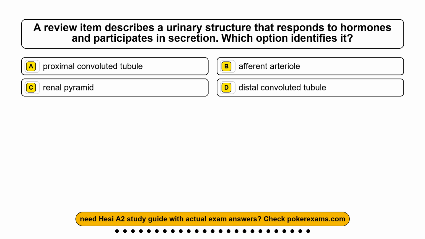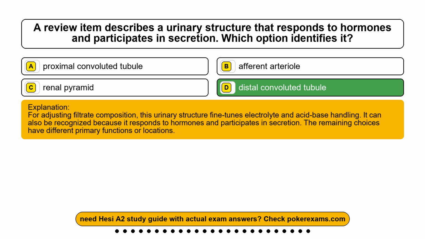Question 13. A review item describes a urinary structure that responds to hormones and participates in secretion. Which option identifies it? Option A, proximal convoluted tubule. Option B, afferent arteriole. Option C, renal pyramid. Option D, distal convoluted tubule. The correct answer is option D, distal convoluted tubule.